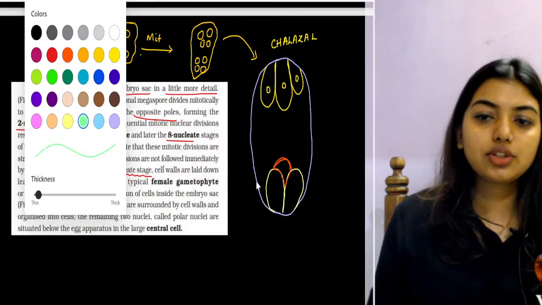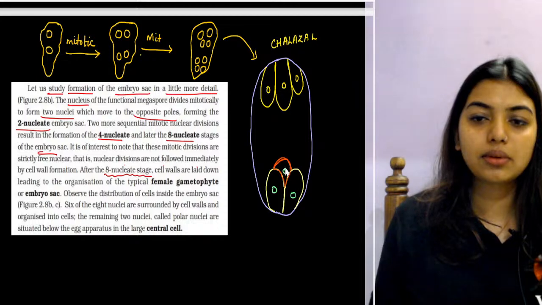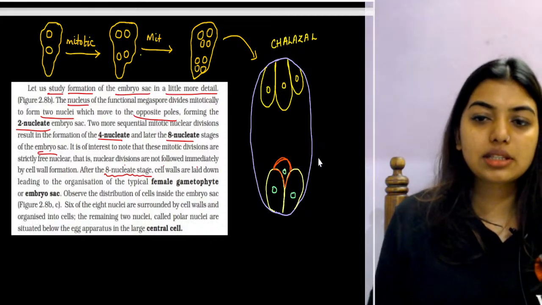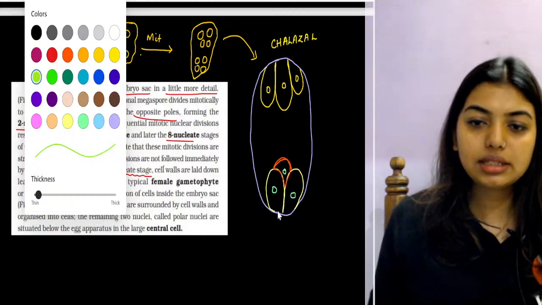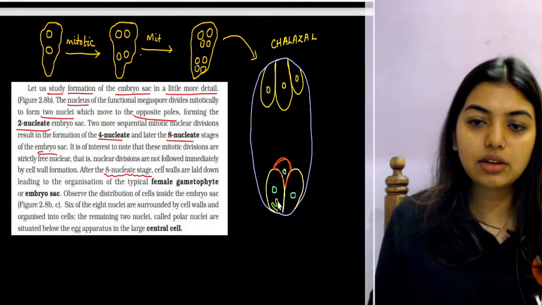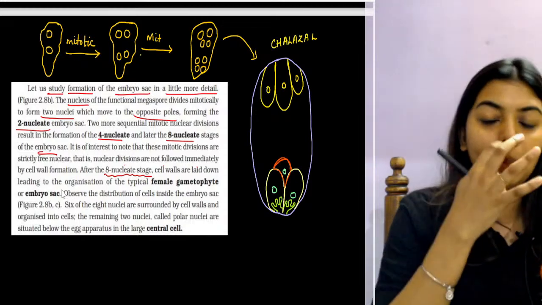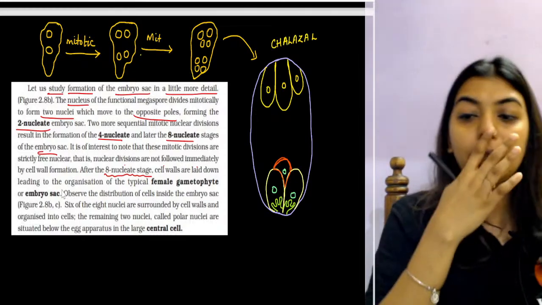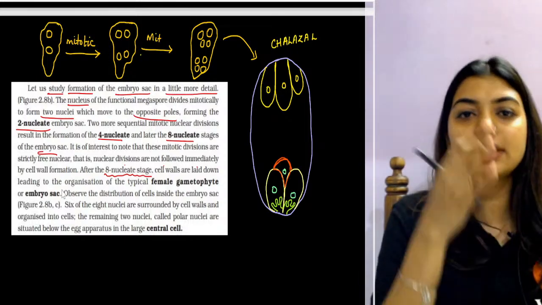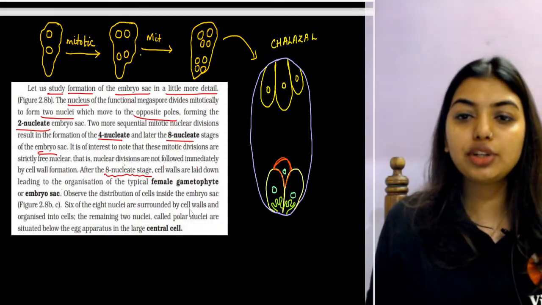So we can together call this entire portion the egg apparatus. Now in between, wherever the synergids are there, there are going to be some finger like structures called the filiform apparatus. What is it called? Filiform apparatus. Why is this filiform apparatus there? The filiform apparatus is there so that the pollen tube can come inside easily. They will show the way, telling the pollen tube that you come this way. So the pollen tube will be able to come.